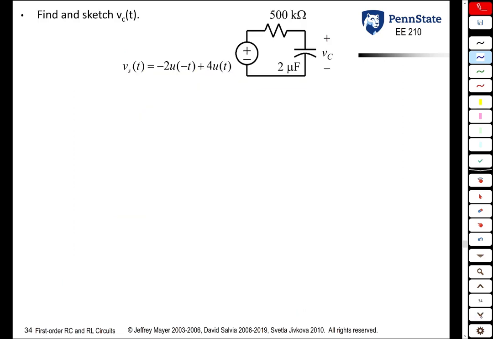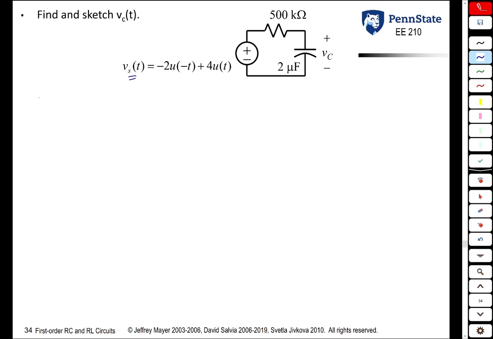Let's do another example. This circuit's actually much simpler than the one before, but the source itself is a little more complicated. So now we have a voltage source Vs of t is a minus 2u of minus t plus 4u of t, and a series resistance 500 kiloohms and a 2 microfarad capacitor.